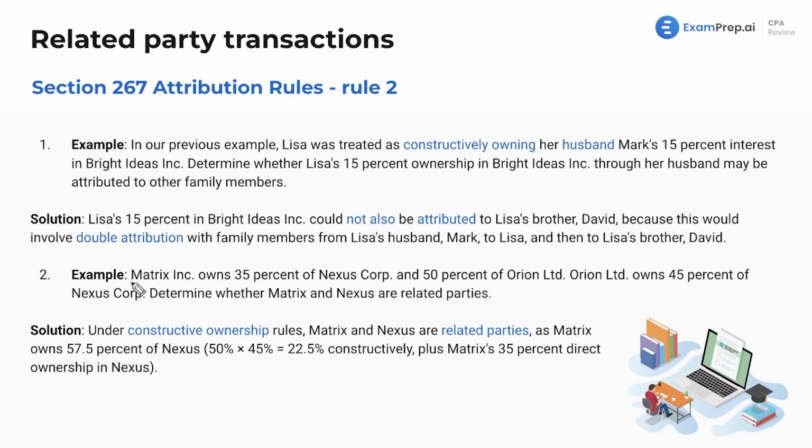So we say that Matrix owns 50% of... and I know this might be like, oh my gosh, he's going on and on. This is confusing. Yeah, just stick with me. We'll get through it. Matrix owns 50% of Orion. Orion owns 45% of Nexus. So through Orion, Matrix owns 22.5%, and then Matrix also owns its own 35% through its direct ownership in Nexus. So that gives us our 57.5%.